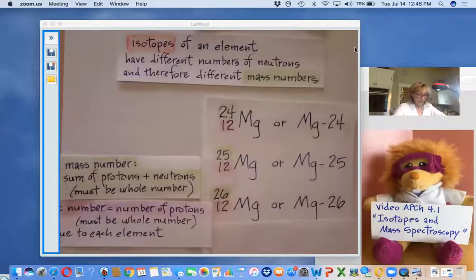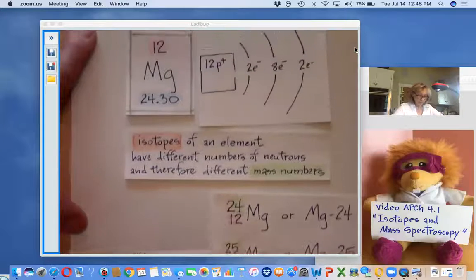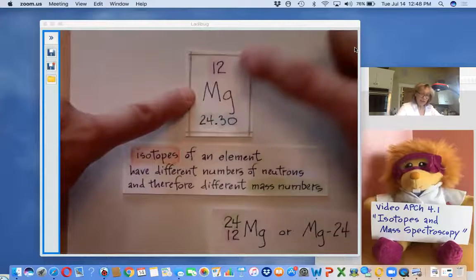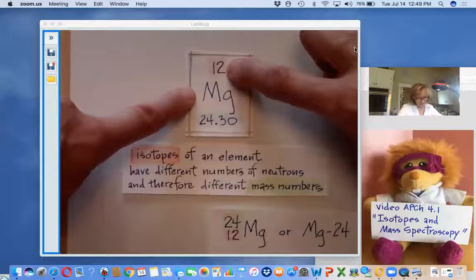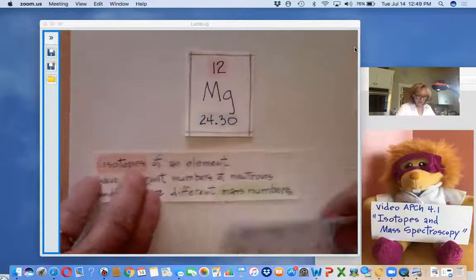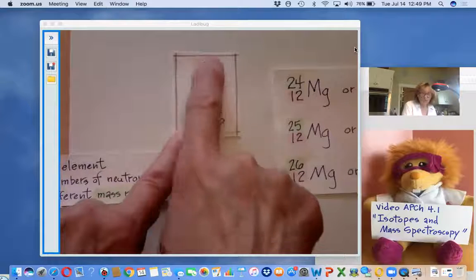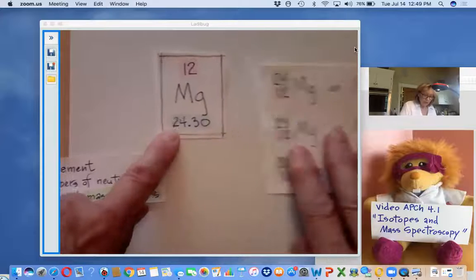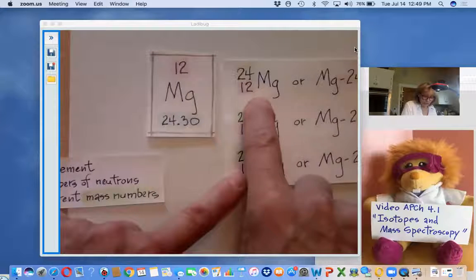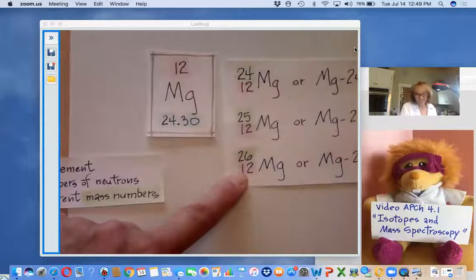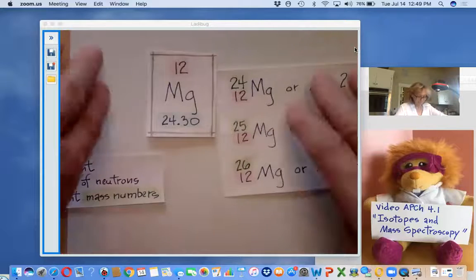Now, on the periodic table, magnesium has the atomic number written above. Hey, by the way, this is just a little pet peeve of mine. On the periodic table, you're going to see the atomic number written above the symbol, but in isotope notation, atomic number is written below. I don't know why. Sorry, I think that's kind of confusing.